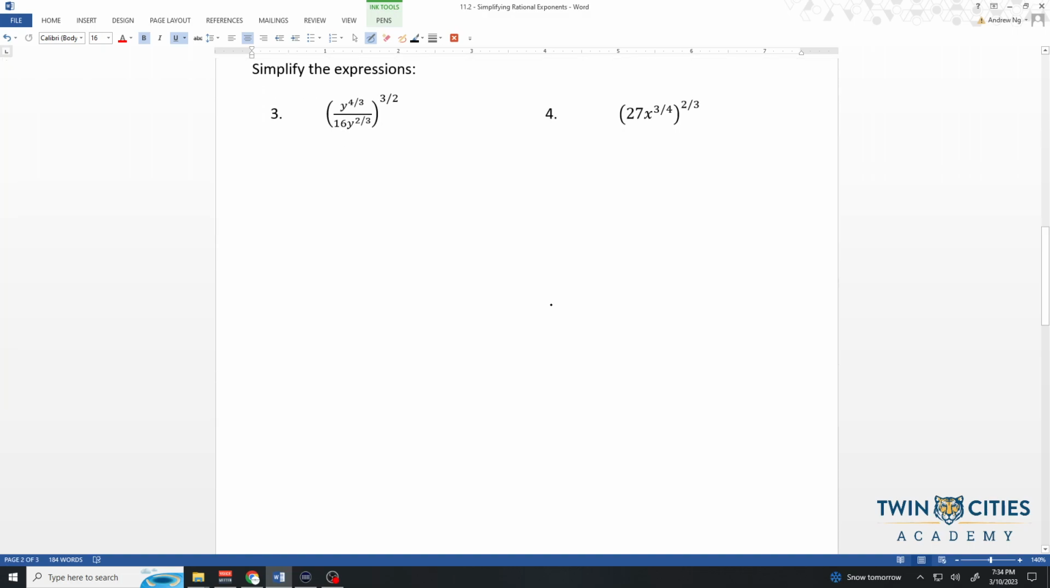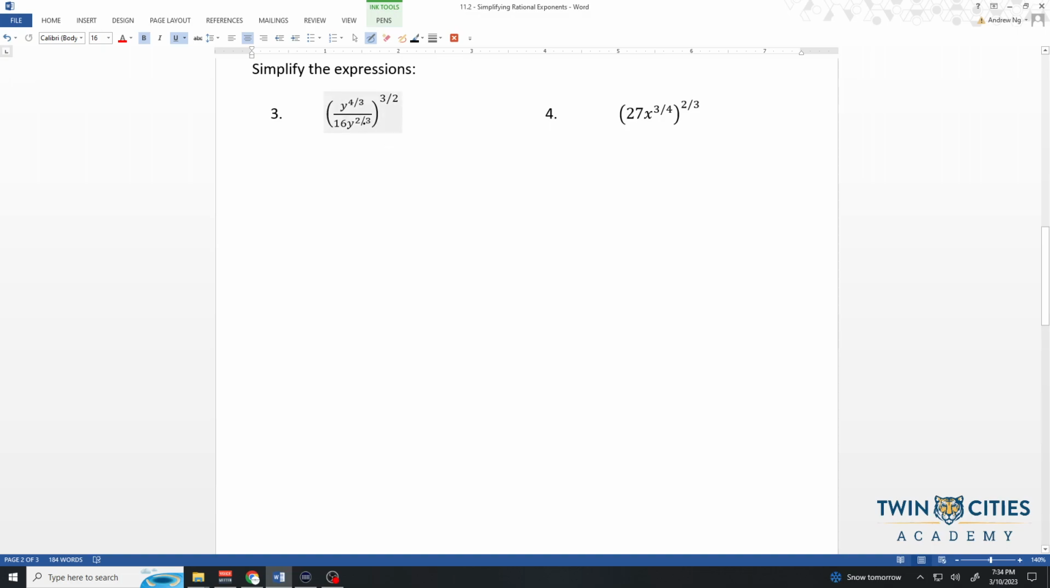Okay, let's do something that's a little bit harder. Now I've got y to the 4/3 over 16, y to the 2/3, and this whole thing to the 3/2. So you could do this in a couple of different ways. The first thing I'm going to do is recognize that I've got a y on the top and a y on the bottom. So let's take care of that part first.